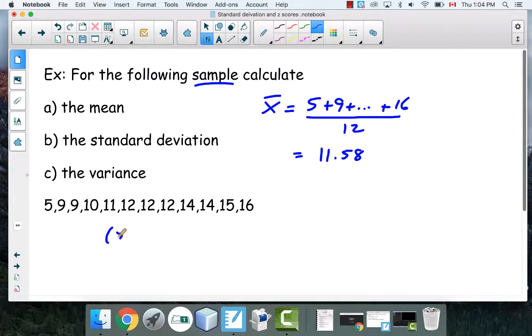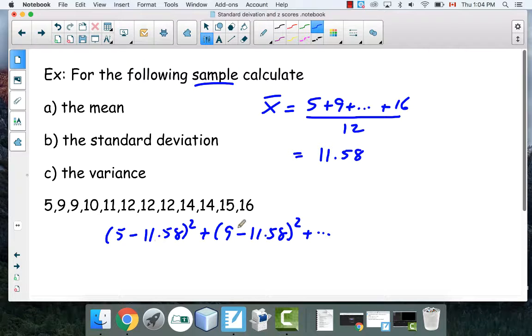I could go 5 minus 11.58 squared. There's the first one. Plus, because sum means to add, right? The next one, which is 9 minus 11.58 squared, dot, dot, dot. Okay? That's basically what you have to do for standard deviation. You've got to figure that part of it out, okay?